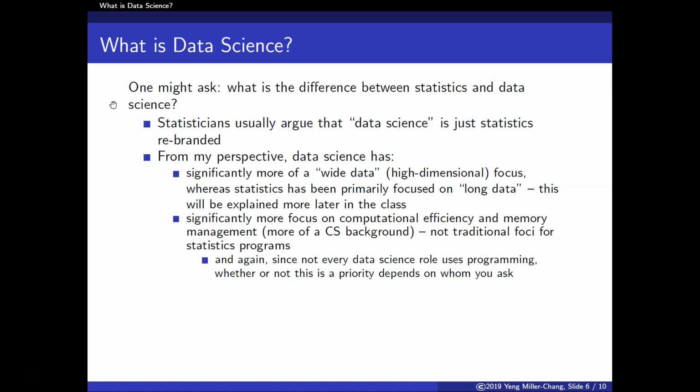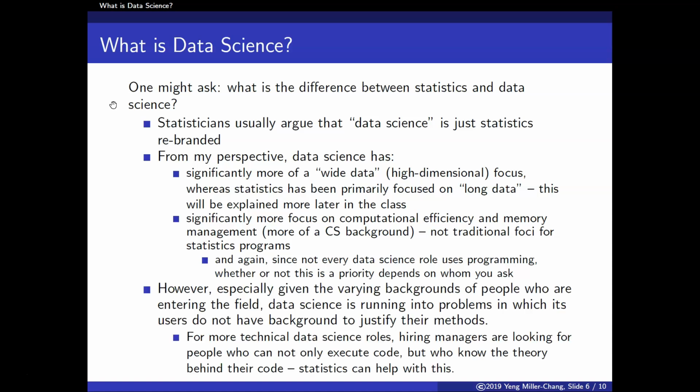From my perspective as well, data science is running into problems with its users who run all these sophisticated methods, but don't have the background to understand what drives these methods. The impression I get from people hiring data scientists these days is they don't want someone who can just run code to execute a method. They also want candidates who know the underlying theory. Statistics could really contribute a lot to helping with this. I'll elaborate on a future set of slides.